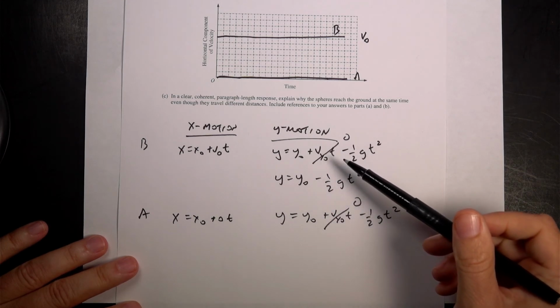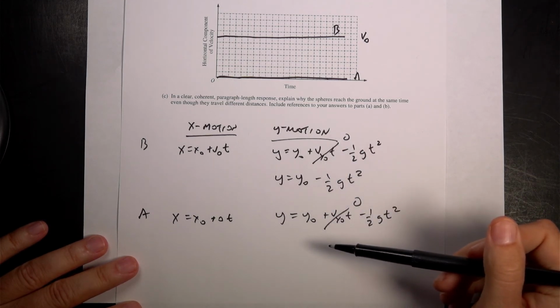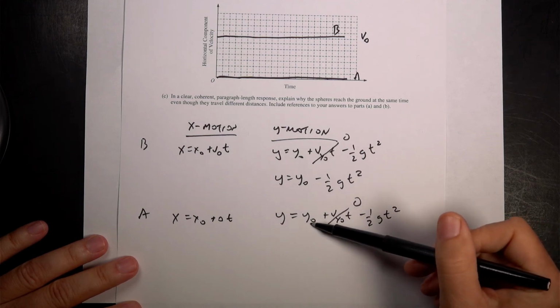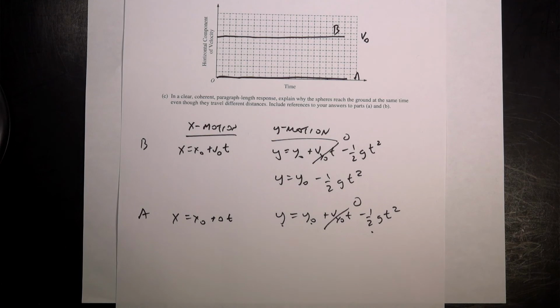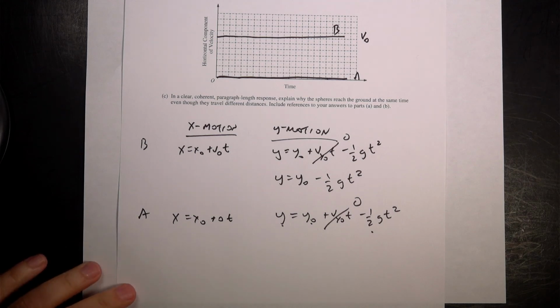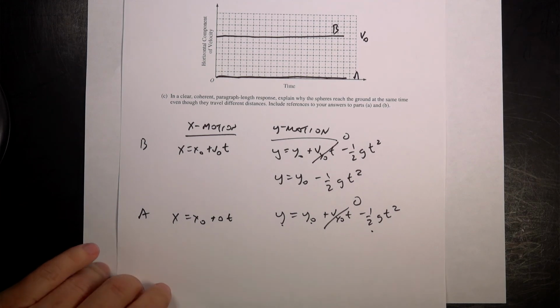So if we look at just the y motion, then they hit the ground at the same time because they start at the same position, they end at the same position, and they have the same acceleration at the same time. So that's why. Now, you would want to write that out as a paragraph. And I'm not going to do that because no one wants to see me write out a paragraph. But there you go. That's why, in a clear, coherent, hopefully paragraph length response, they reach the ground at the same time. Okay, that's question 4.